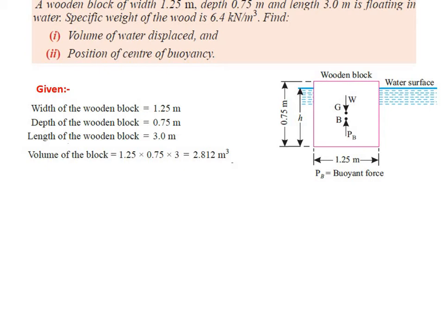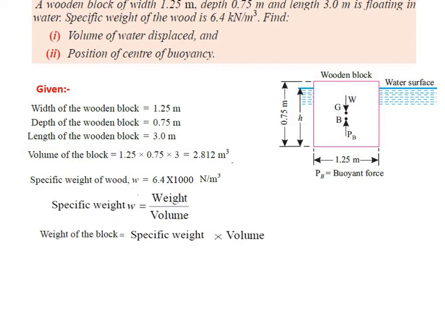So the total volume of block is B into D into L. So 1.25 into 0.75 into 3 is nothing but 2.812 meter cube. So the total volume of block is 2.812 meter cube. Now the specific weight of wood, W, is given as 6.4 kilonewton per meter cube, so it is nothing but 6.4 into 10 to the power 3 Newton per meter cube. Specific weight is nothing but weight divided by volume, so the weight of block is nothing but specific weight into volume.